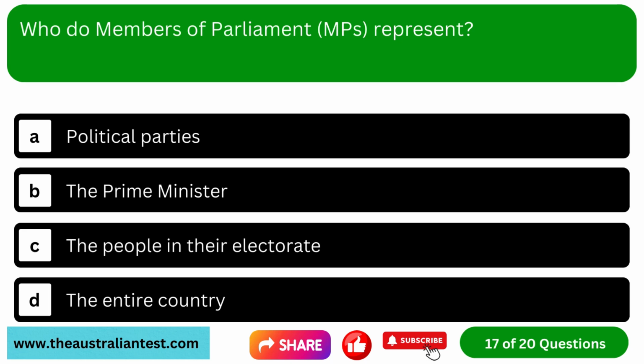Question 17. Who do members of Parliament represent? Option A, political parties. Option B, the Prime Minister. Option C, the people in their electorate. Option D, the entire country.